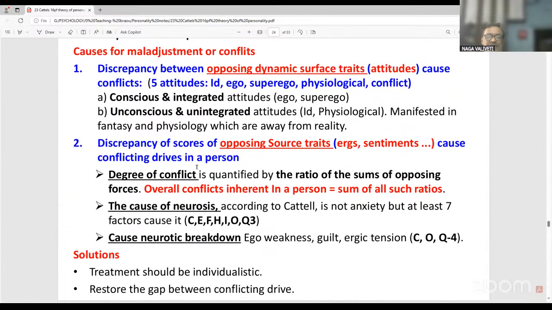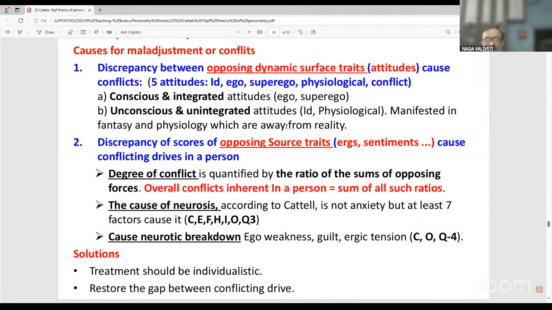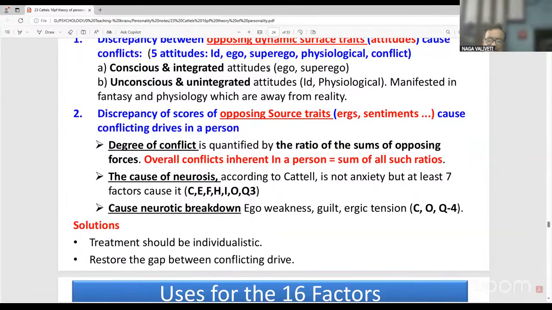The pathology says that because of opposing dynamic forces, ego, superego and physiological, conflicts arise. He says that there is conflict between the conscious and integrated attitude, ego versus superego. Then the unconscious and unintegrated attitude, the id and the physiological within, also manifests in unreal mental processes. That's why they call it fantasy. It is unrealistic, and psychosis could be there. This is how conflict will be.